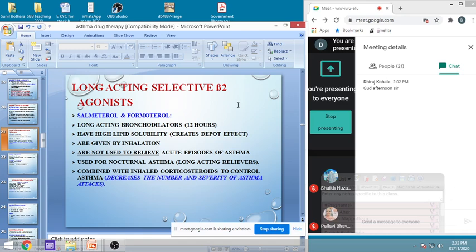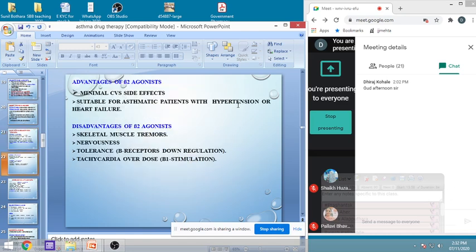They are combined with inhaled corticosteroids to control asthma, and they decrease the number and severity of asthma attacks, because particularly those who have chronic asthma can have an attack anytime, and particularly during the night the chances are higher. So what are the advantages?